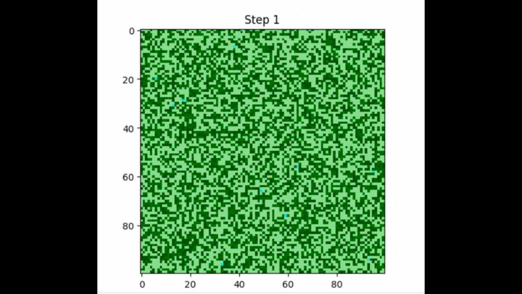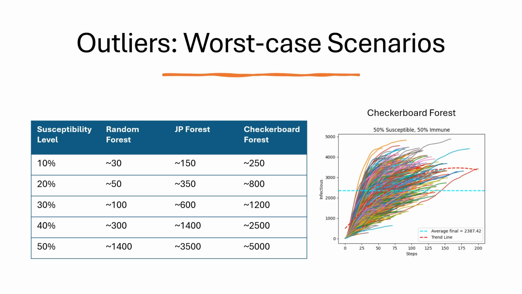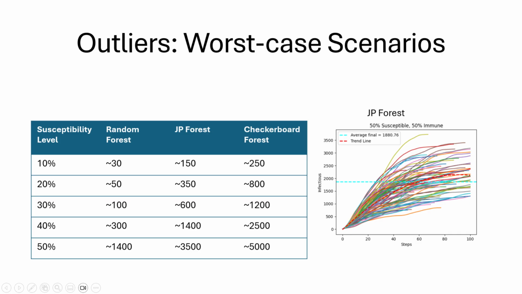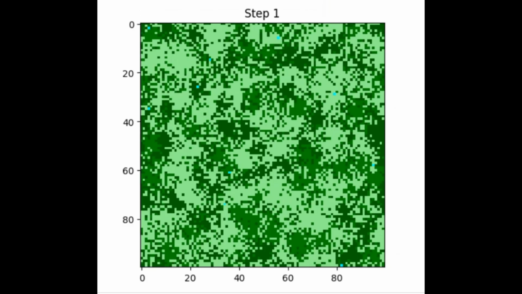At 50% susceptibility, roughly 10% of susceptible trees, on average, became infected in a random forest, with the highest outlier around 30%. In contrast, the checkerboard forest saw an average of 48% infections, with the highest outlier of nearly 100% of all susceptible trees becoming infected. The Jackson Pollock forest average was between these two. On average, the Jackson Pollock forest infected 38% of susceptible trees, with the highest outlier of around 50%, which is right between our randomized forest and our checkerboard forest.